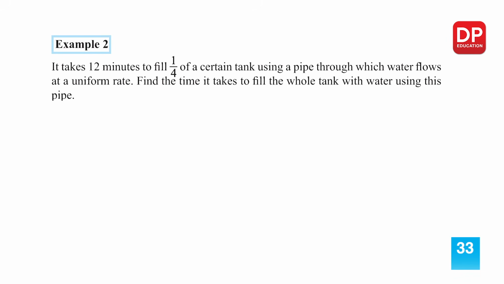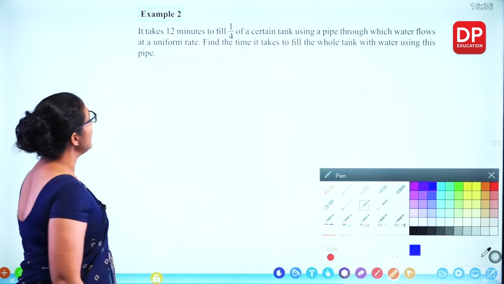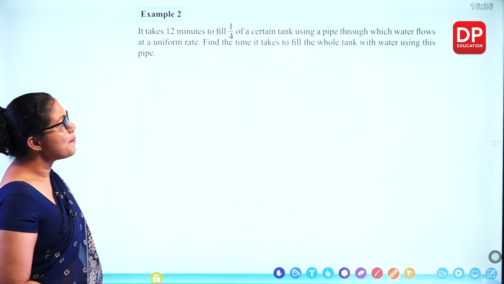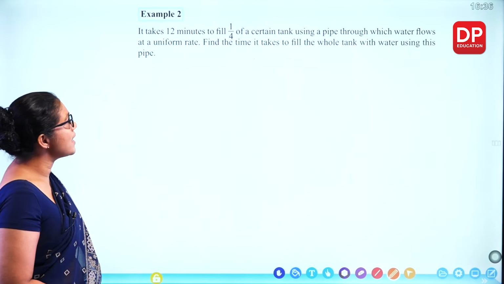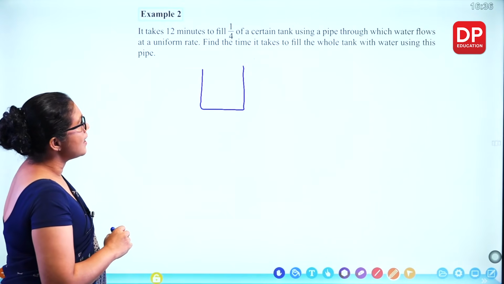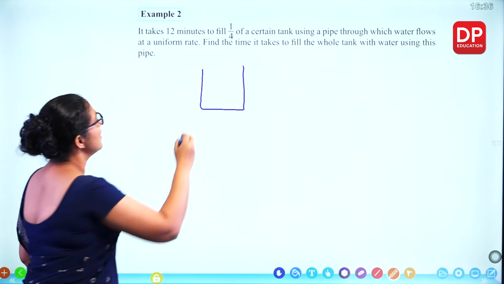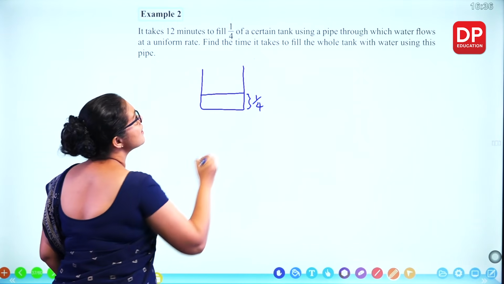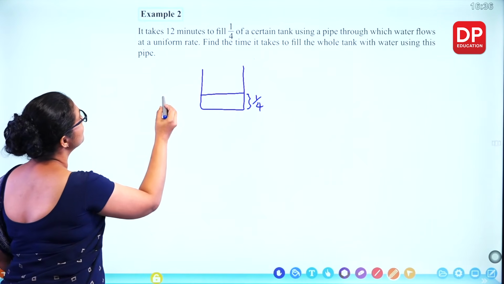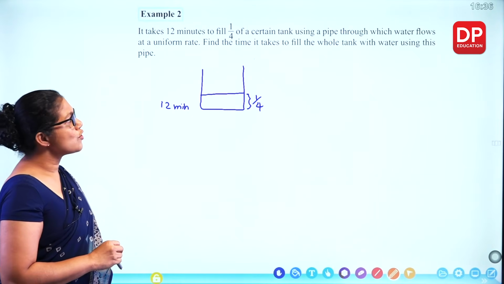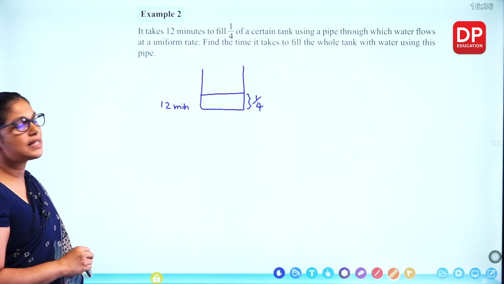Now we'll take the next question. In the next question it says, it takes 12 minutes to fill 1/4 of a certain tank using a pipe through which water flows at a uniform rate. So there's a tank. 1/4 of a certain tank using a pipe takes 12 minutes to fill. Find the time it takes to fill the whole tank with water using this pipe.